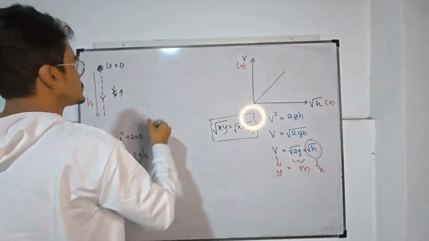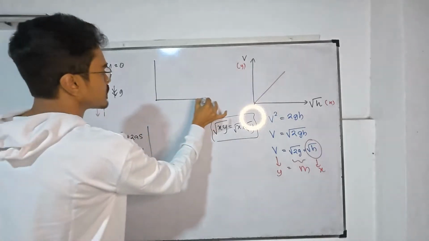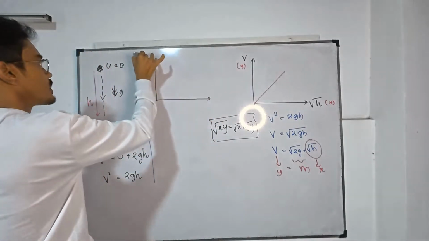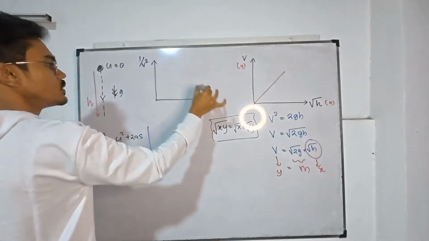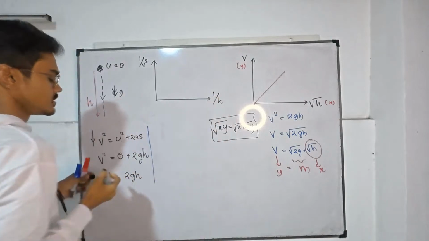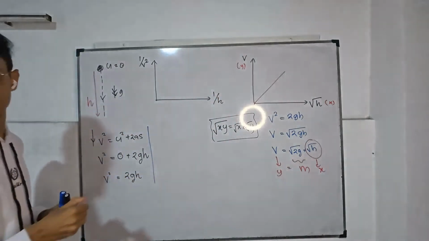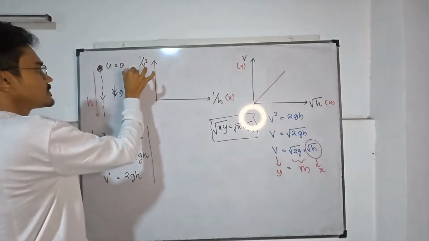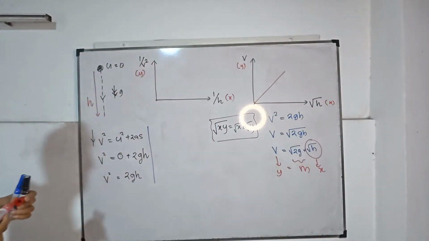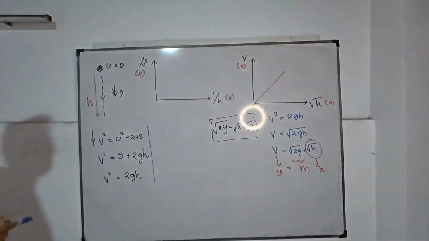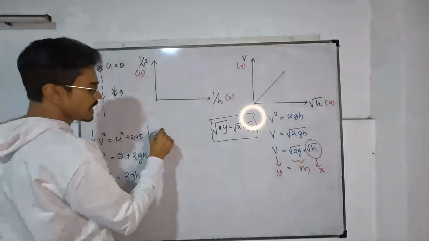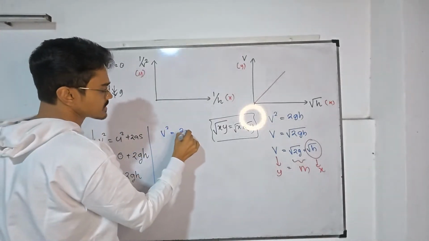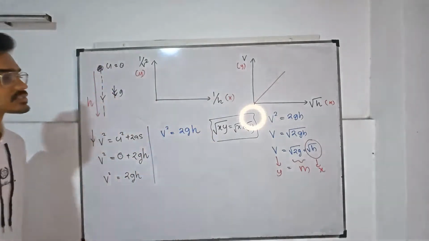Next one. 1 over v squared with 1 over h. Now, 1 over h is my x variable, and 1 over v squared is my y variable. So this is the equation we have: v squared equals 2gh.